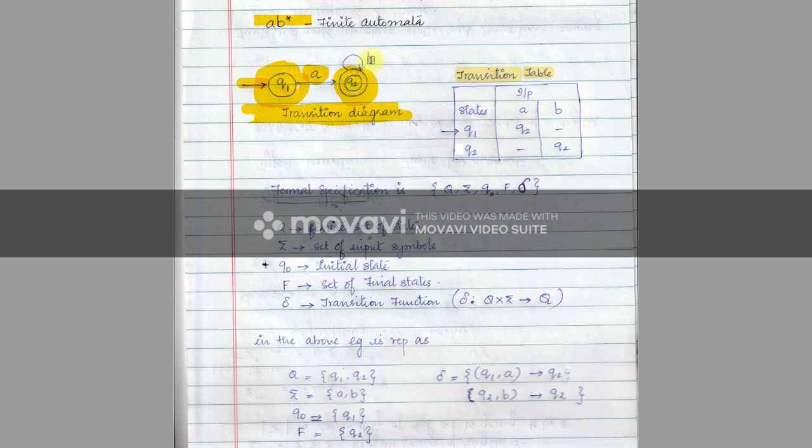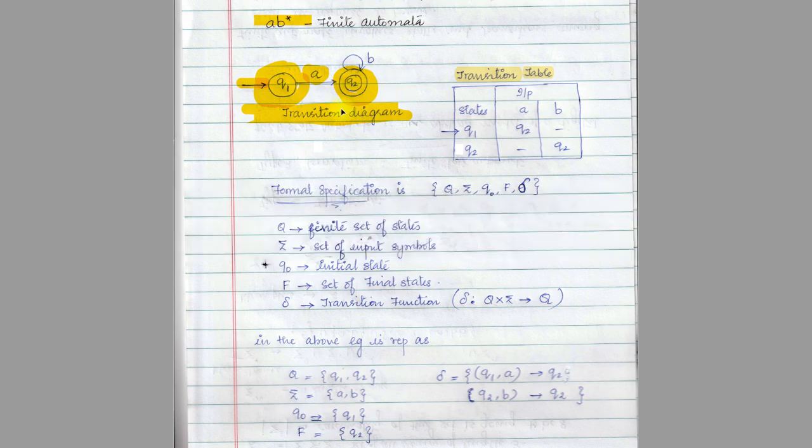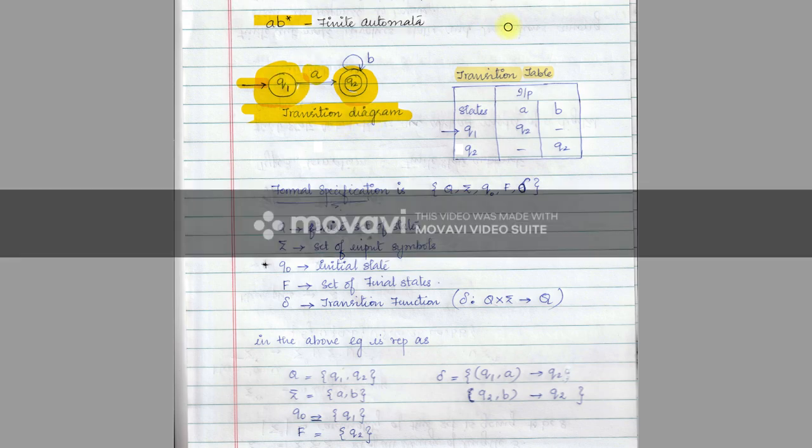If I don't need a b, I'll reach the final state. So a is accepted by this language, this machine. a b is accepted. a followed by b b is accepted. a followed by b b b b is accepted by the transition diagram.